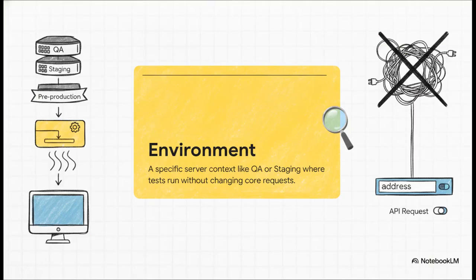Now, before we even think about hitting send on a request, we have to know exactly where we're sending it. In real-world testing, you're almost never operating in a vacuum, right? You're dealing with multiple server contexts. This brings us to the concept of an environment, basically a specific server context like QA, staging, or pre-production. Imagine having to manually rewrite your API URLs every single time you switch from testing in QA to staging. Total nightmare. But by using environment variables in Postman, your core request structure just stays exactly the same. You literally just flip a dropdown, and your variables dynamically update the server address. It's a real game changer.